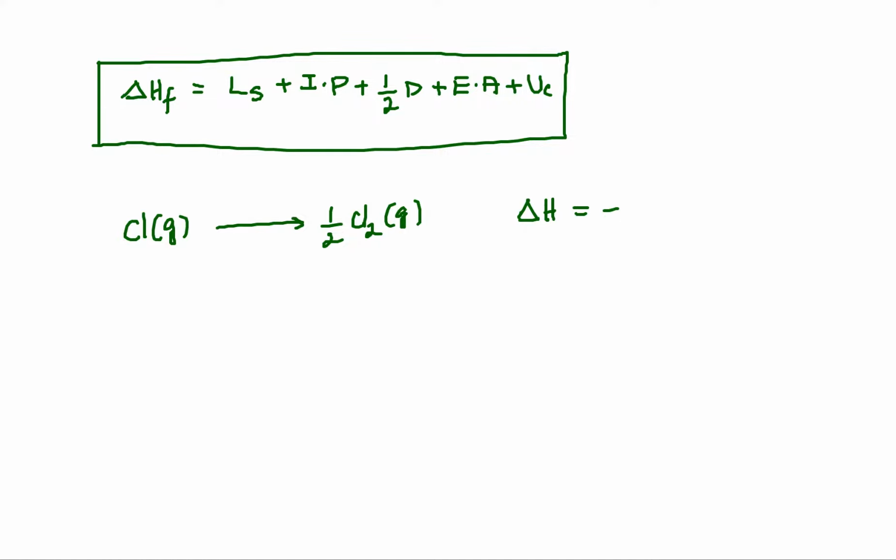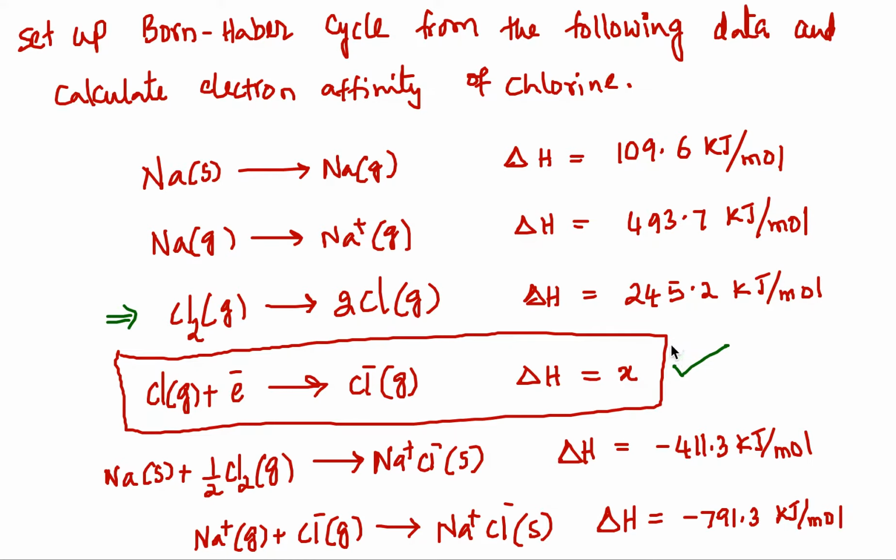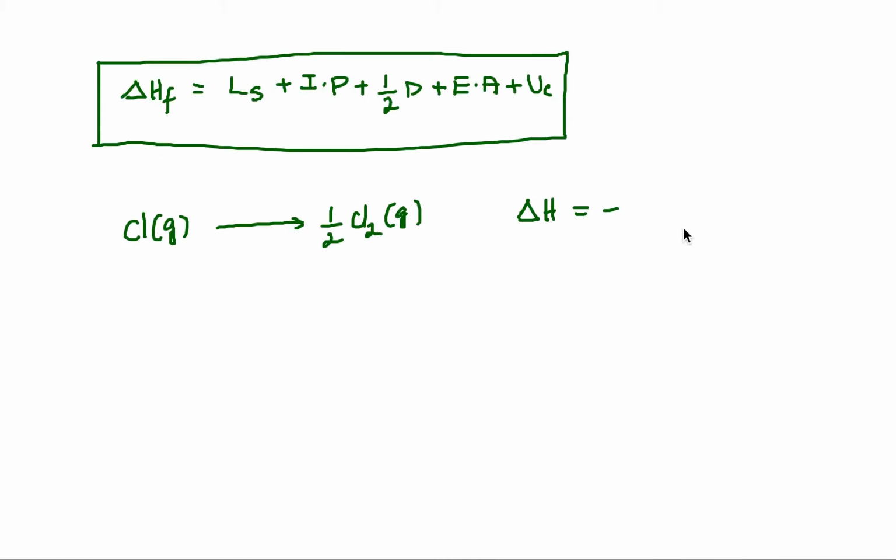That's going to be, how much is that? Negative 245.2. So negative is coming because of the reverse, and division by 2 coming because we require only 1 mole of chlorine atoms. So that gives negative 122.6. Negative 122.6 kilojoules per mole we use finally. So at least we are able to get the chlorine gas, which are atoms, as reactants.